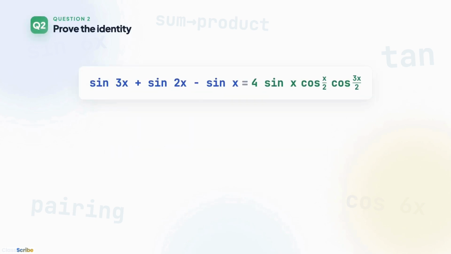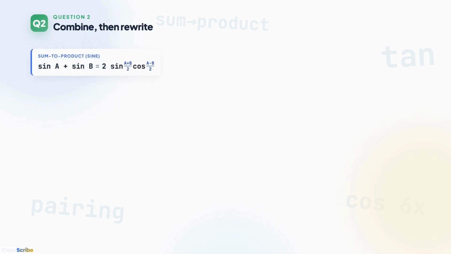Now let's solve the next identity. We need to prove that sine 3x plus sine 2x minus sine x is equal to 4 sine x cos (x by 2) cos (3x by 2). Once again, don't try to simplify every term individually. Instead, first combine the terms that are connected by the plus sign.